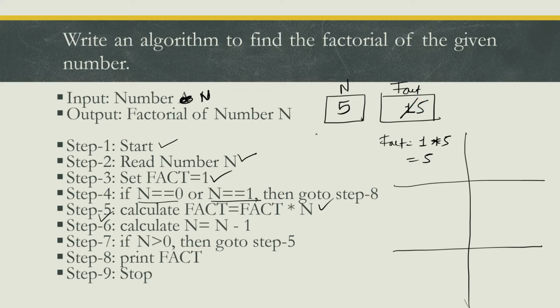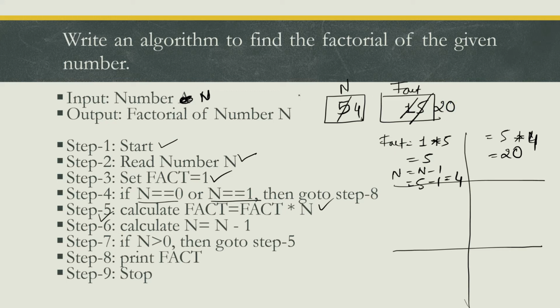Then we have to decrement n by 1. n is equal to n minus 1. What is the value of n? 5. 5 minus 1 is equal to 4. The value of n will become 4. The value of n is still greater than 0, so we execute step number 5 again. What is the value of fact? 5. What is the value of n? 4. 5 into 4, 20. The value of fact will become 20 after executing this step.